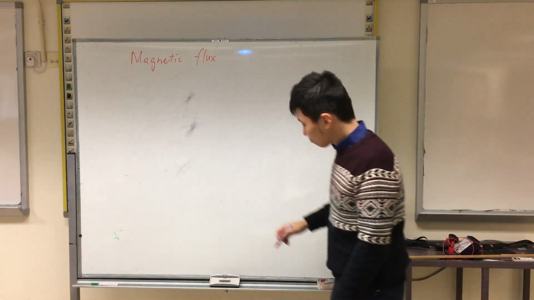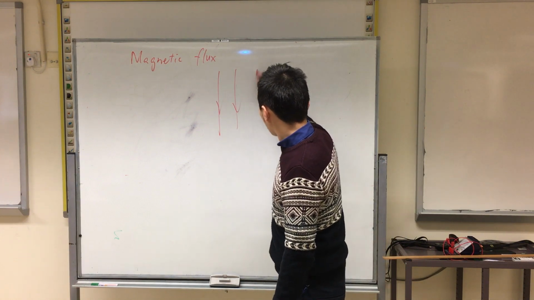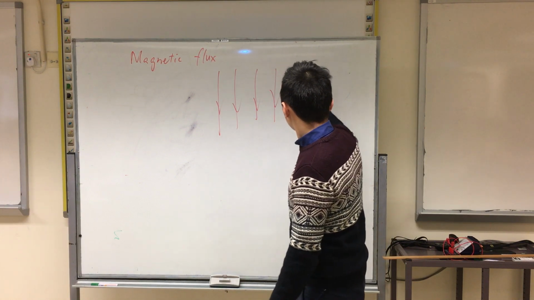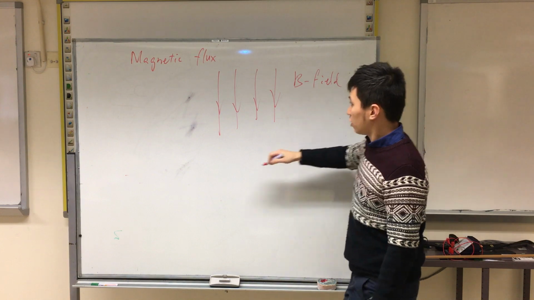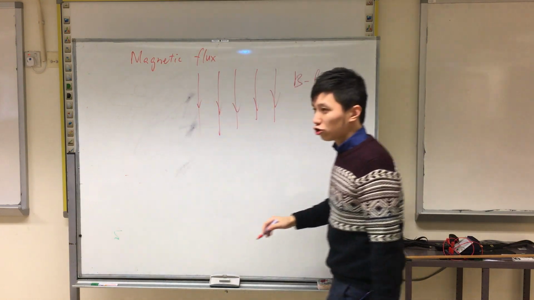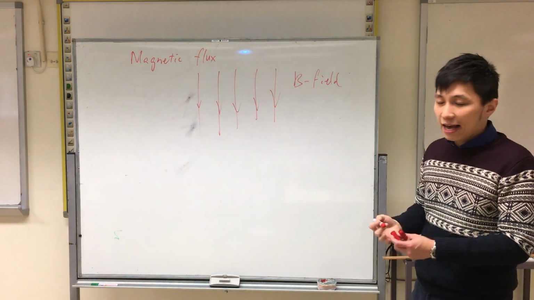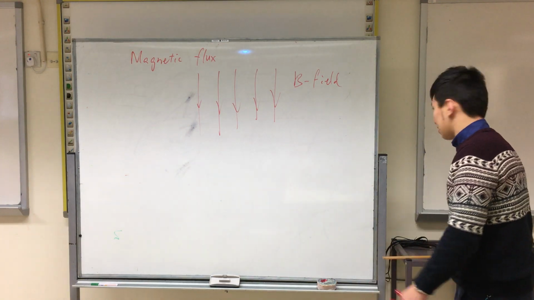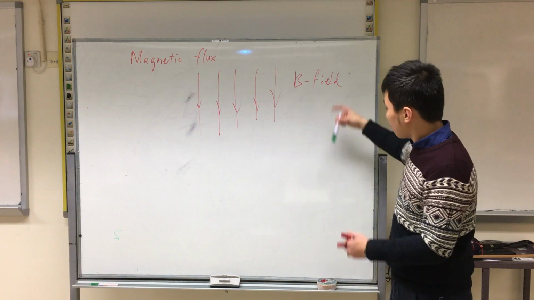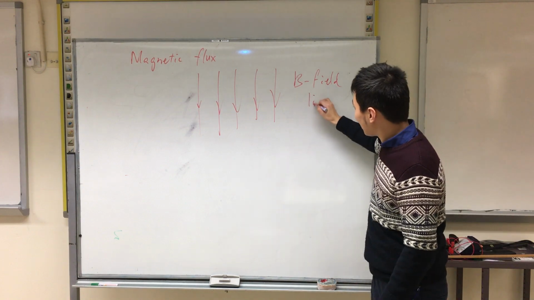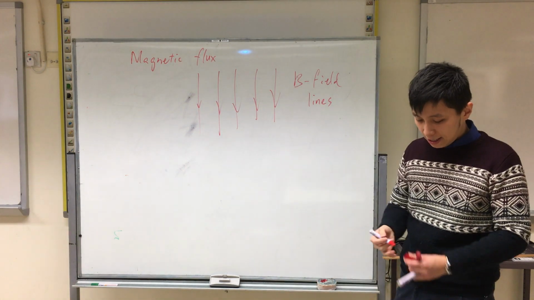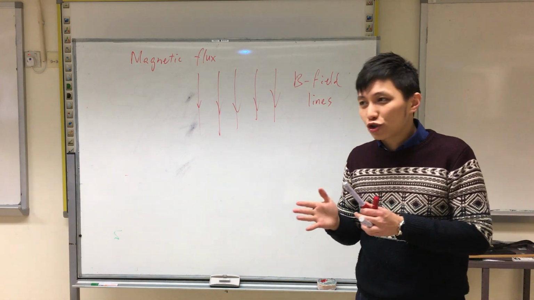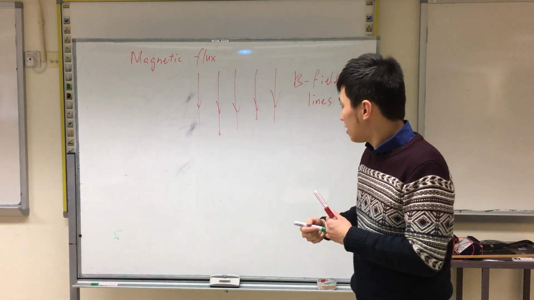Imagine you've got some B field going downward vertically like this, and these are called magnetic field, right? Magnetic field, and you may call magnetic field lines. These are field lines. However, just some precise wording here.